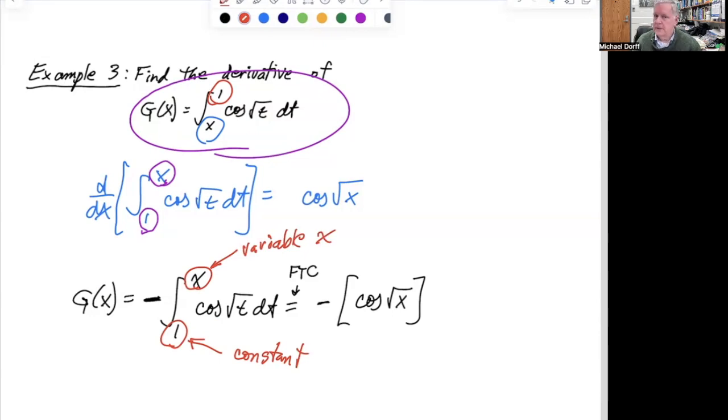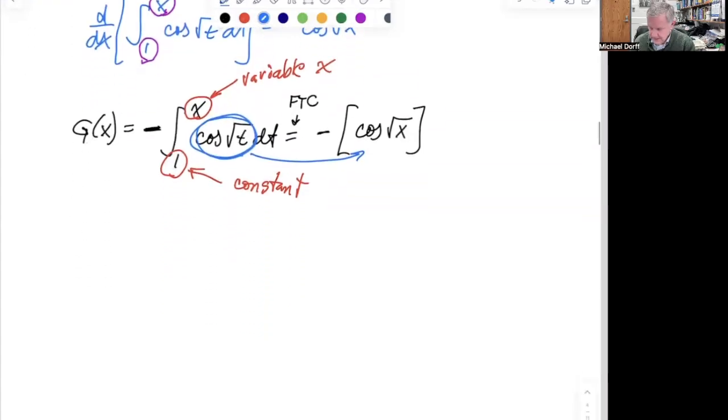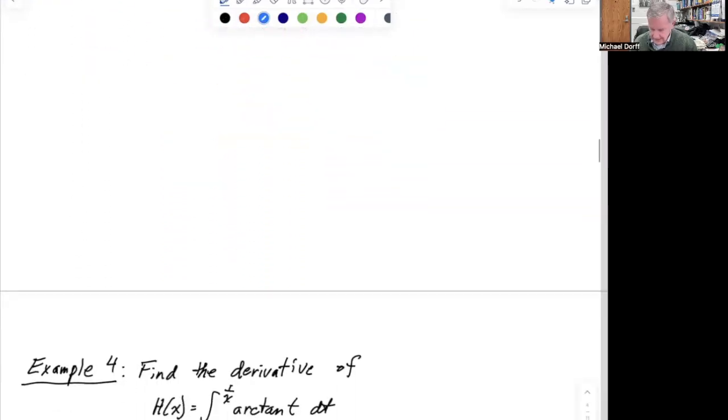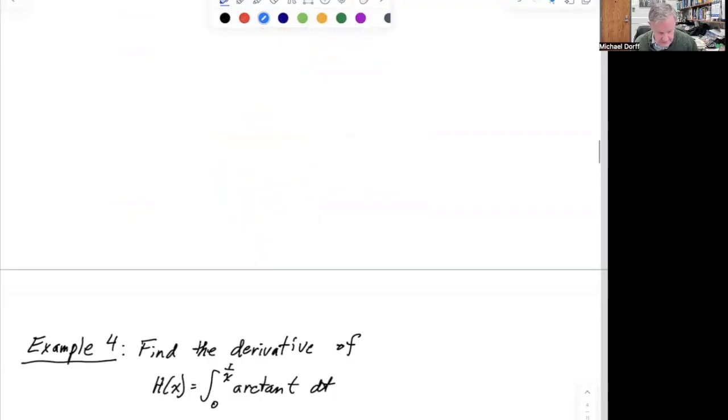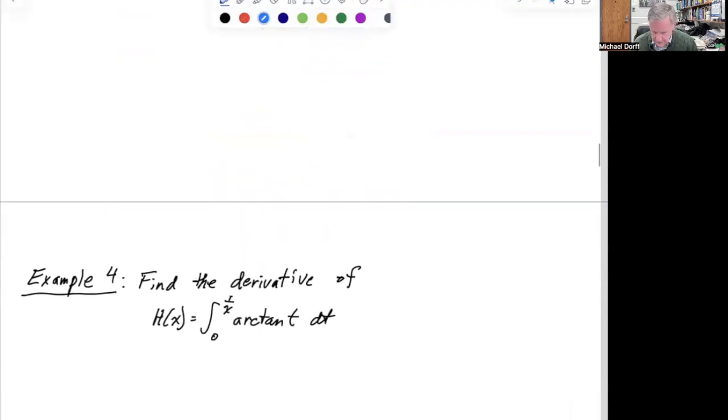Notice I don't have to find the antiderivative, if some of you are thinking that way. I just take this function here and replace the t's with x's, as long as I have the same setup as in the fundamental theorem of calculus. Okay, let's look at another example here.